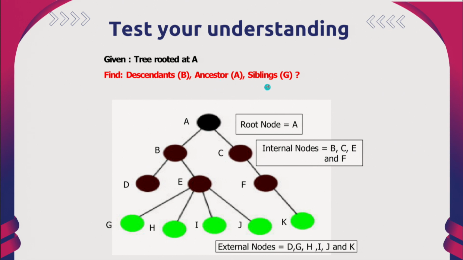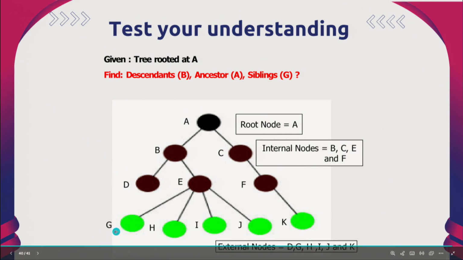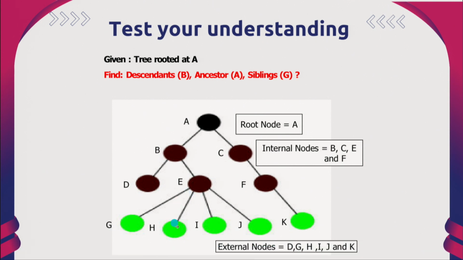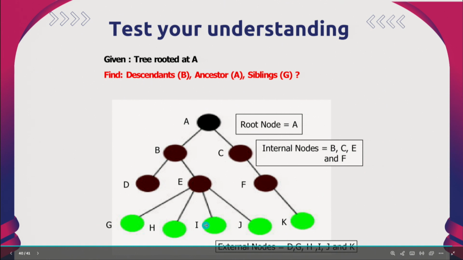And the third question is, what is the sibling of G? The definition of sibling is that nodes which share the same parent are called siblings. So, when you consider this tree, G, H, I and J all share the same parent, which is E. And so, for G, H, I and J are all its siblings.